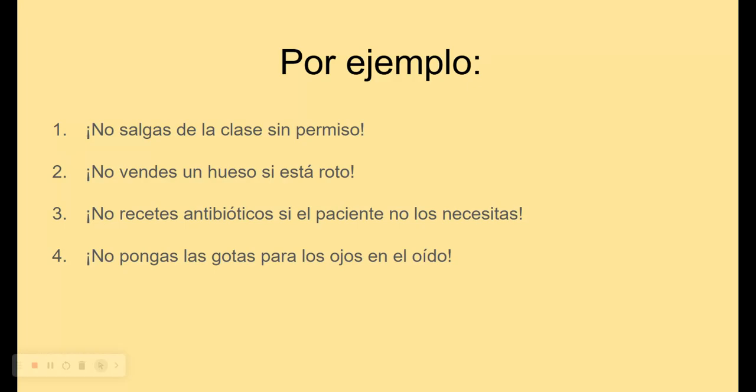The third one, no recetes antibióticos si el paciente no los necesita. I have to fix that there, don't I? So don't prescribe antibiotics if the patient doesn't need them. And once again, the last word should be necesita. That is clearly a typo on my end. And número 4, no pongas las gotas para los ojos en el oído. So don't put eye drops in your ear.